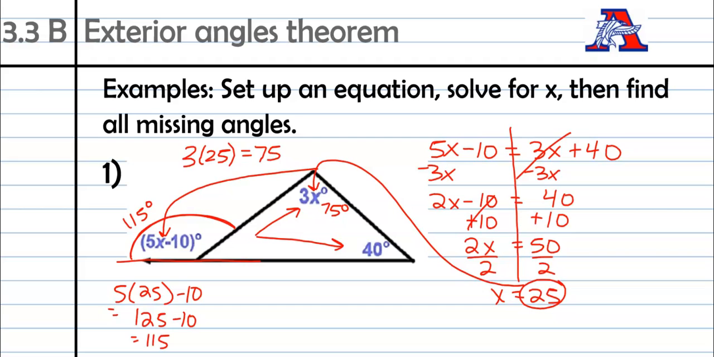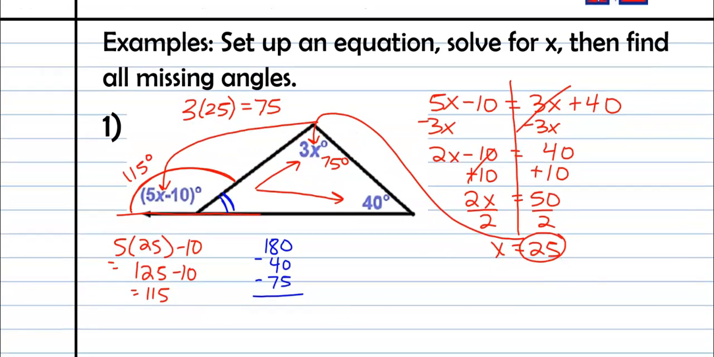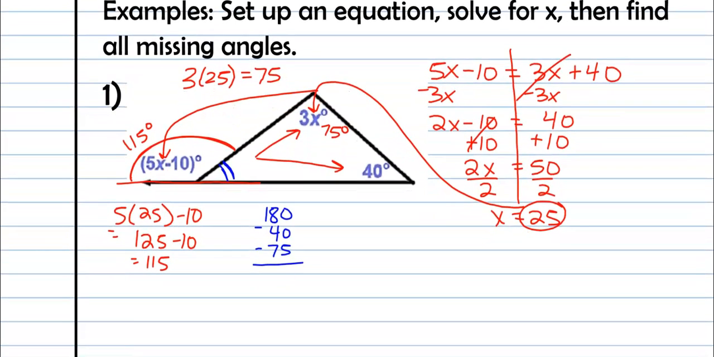Okay, now one more thing I want us to do. I want us to figure out what this missing angle is right here that I just marked. I'm going to give it 2 marks. A couple ways to do that. I think the easiest way is using those interior angles. Those interior angles should add to 180. So if we took 180 and took away the 40 that we already used up, and took away the 75 that we used up, we are going to be left with 65, so that tells us that this angle is 65 degrees.